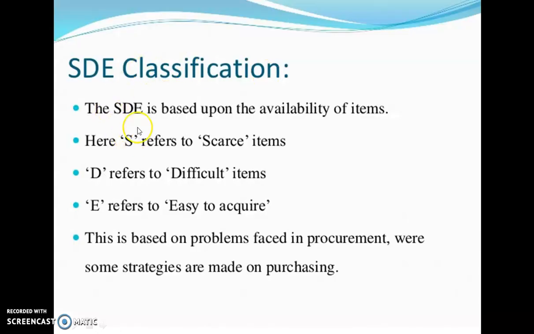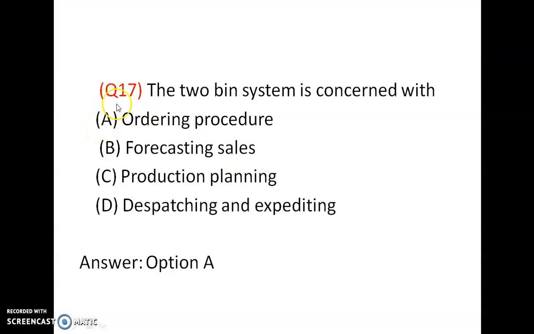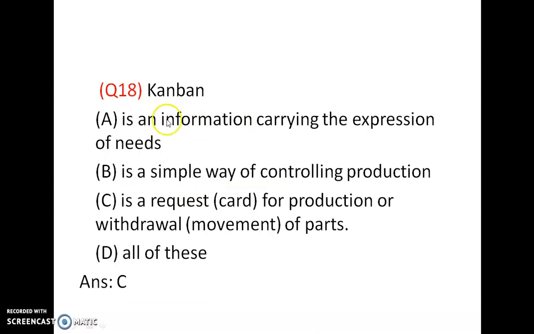Then STE classification. So ABC classification, VED classification, and essential desirable classification. Then STE classification: S refers to scarce items, D refers to difficult items, E refers to easy to acquire items. So inventory can also be classified in the STE classification. Then the two bin system is concerned with the ordering procedure, where two bins are used, by the name itself. It is applicable for low cost items.